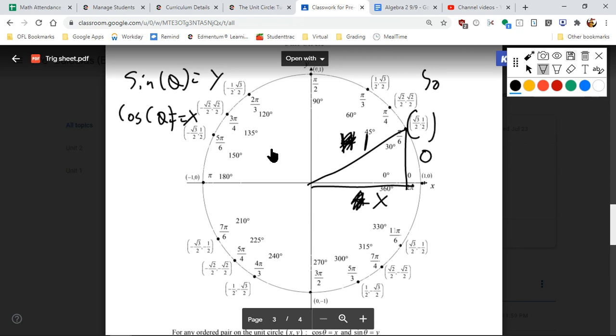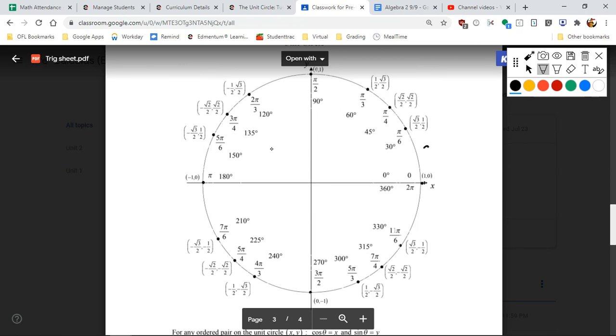So if I asked you, what is cosine of 30 degrees? I'm asking you, what is the x value at 30 degrees? The x value at 30 degrees is this. If I ask you what's the sine at 30 degrees, that's this right here, our y value.